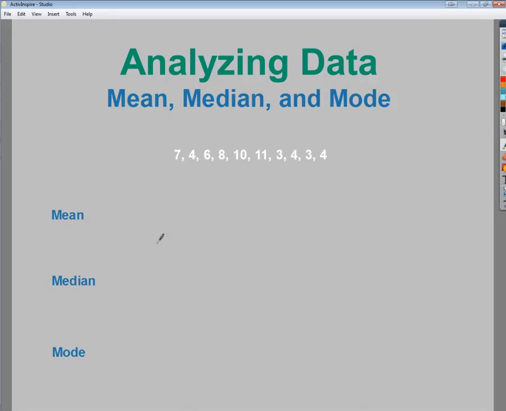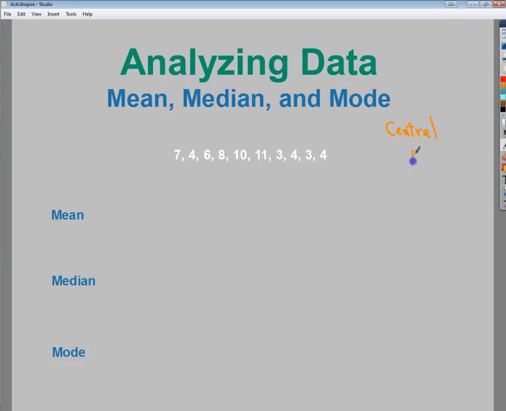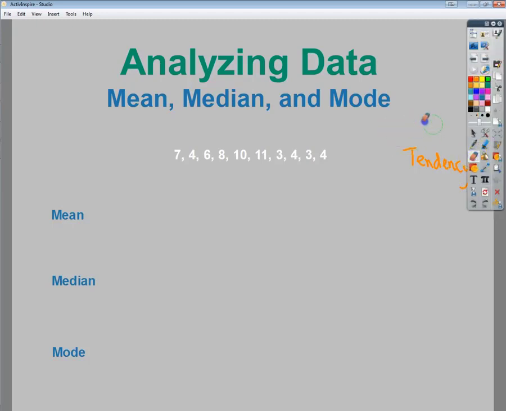So the most common way, these are called measures of central tendency. I'll throw that in the corner over here. Central tendency, because you're saying something about where the middle of the number is, or what happens a lot, or that sort of thing. So all that's in play here.